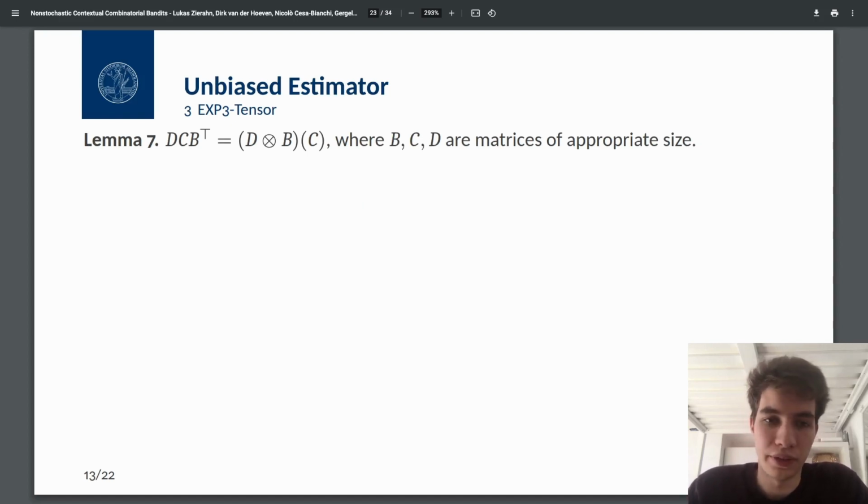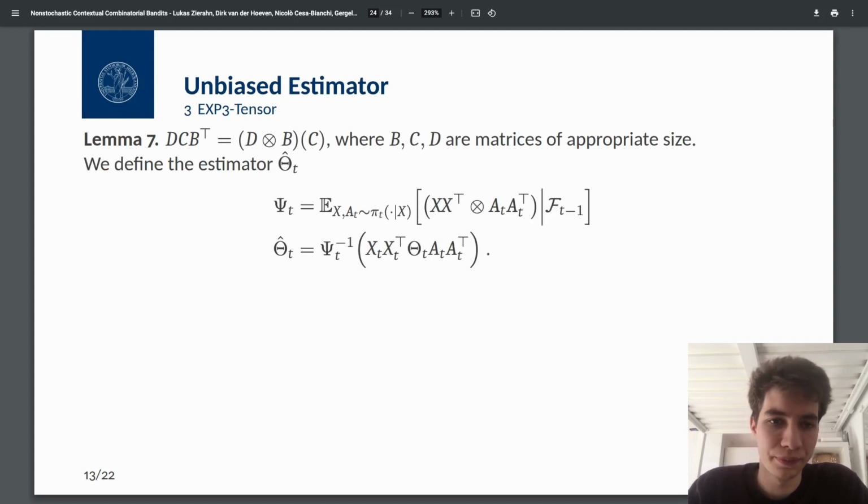And we are going to come to the unbiased estimator of EXP3 tensor. Here we define psi t as the expectation of x and A_t, following the same kind of idea, with x being distributed according to pi_t x, and then we have the outer product between x_t transposed and A_t transposed. So this is going to be a tensor now. And then our estimator is going to be theta hat.